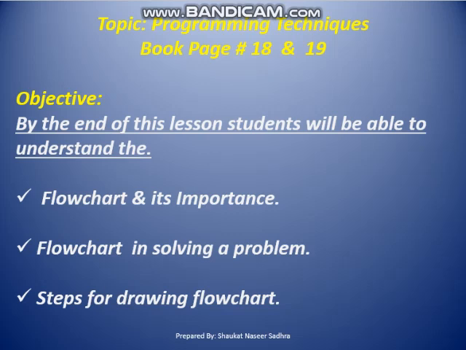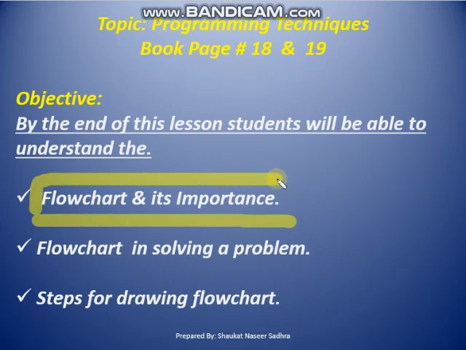Open book page 18 and 19. Our objective is, by the end of this lesson, students will be able to understand the flowchart and its importance. Now what is a flowchart? This is a new concept to all of you. Flowchart in solving a problem: how we can solve a problem by using a flowchart? Flowchart in fact is an easier method to solve a problem. But a flowchart will be drawn after the algorithm. Before the algorithm we cannot draw a flowchart.